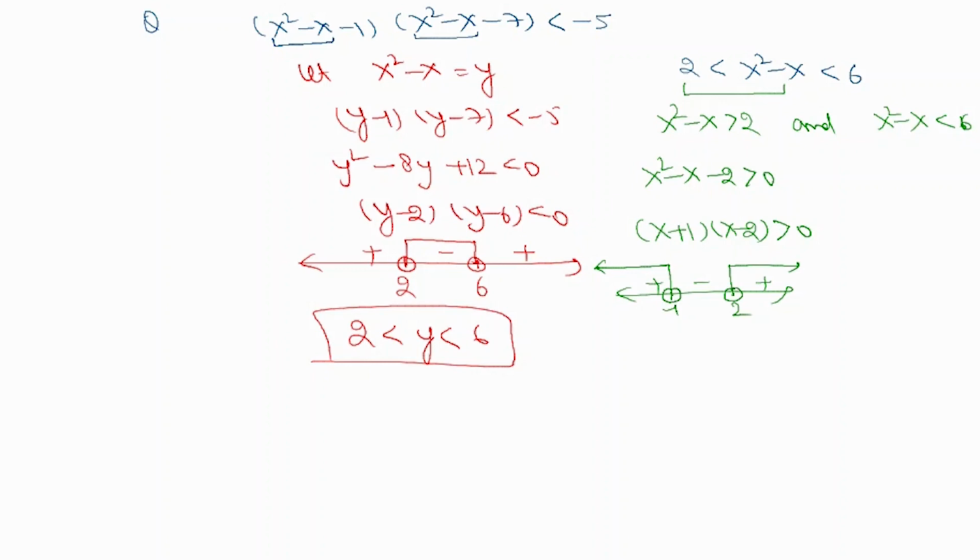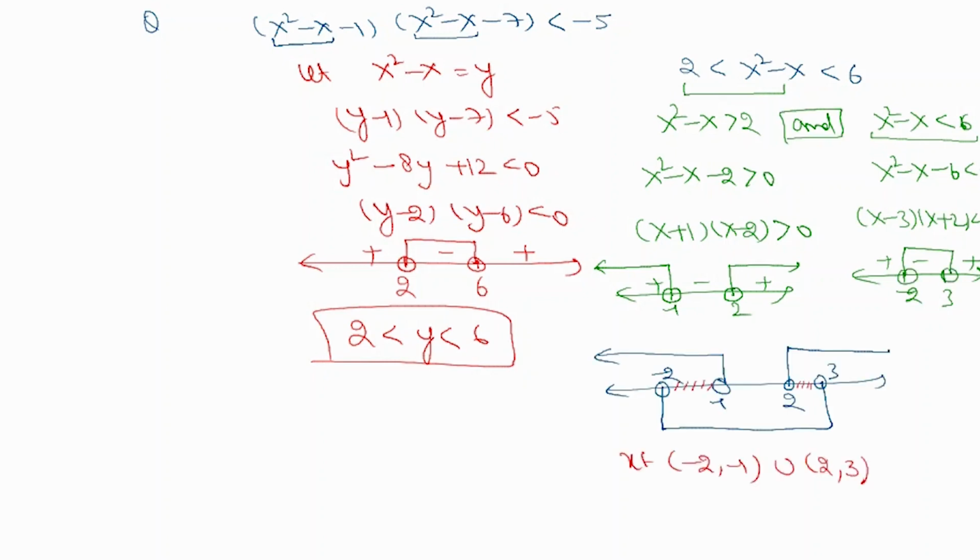Now what about this one? For this one I'll write x square minus x minus 6 is less than 0. So x minus 3, x plus 2 is less than 0. So here will be minus 2 and then 3. So rightmost plus, minus and plus. I need minus, so it should lie between minus 2 and 3. So the interval where both of them exist simultaneously is either between minus 2 and minus 1 or between 2 and 3. So that is the answer to this question.